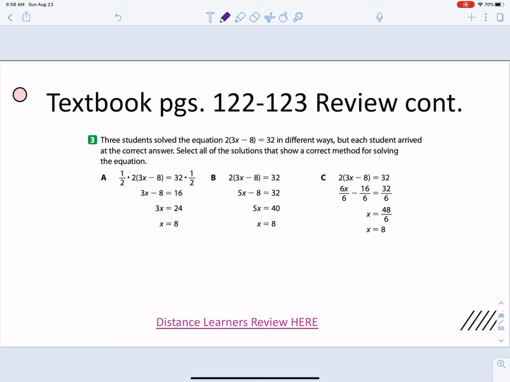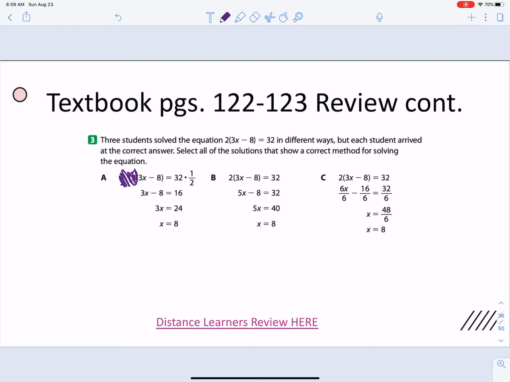Okay, so for A, they wanted to get rid of the 2 that was on the outside of the parentheses, so they multiplied by the reciprocal on both sides. And that's a pretty good way to do that as well. The 1/2 and the 2 canceled each other out because it just becomes 1, since half of 2 is 1. So they're left with what's inside the parentheses, which is 3x minus 8, and then half of 32 is 16.